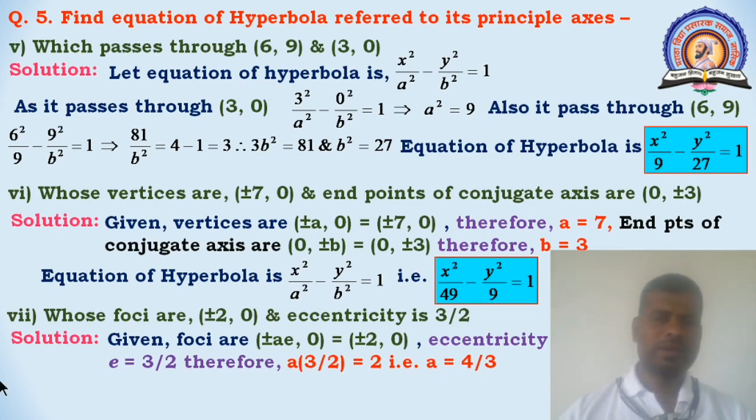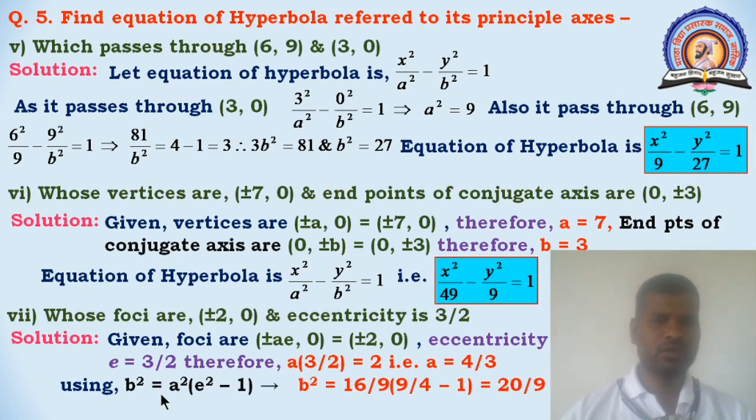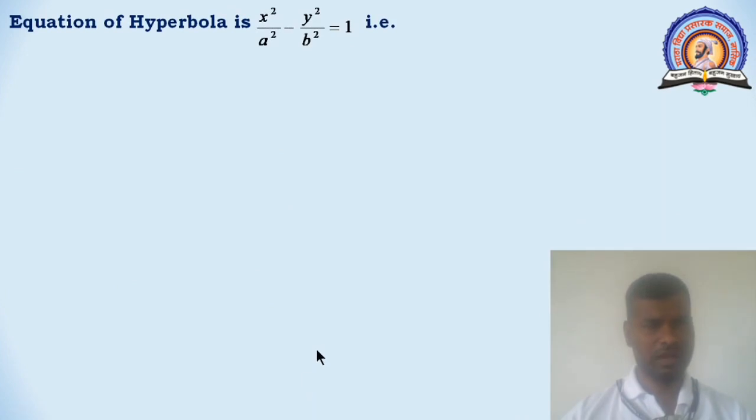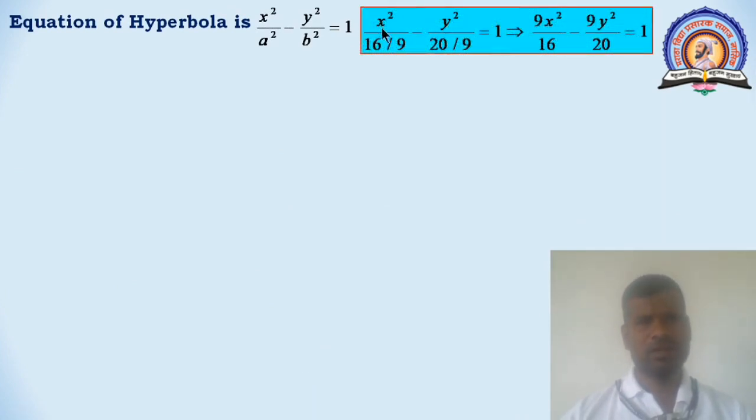To find the value of b, use the relation b square is equal to a square into e square minus 1. Putting the values of a and e, you will get b square is equal to 20 by 9. Therefore, the standard equation of hyperbola is x square upon 16 by 9 minus y square upon 20 by 9 is equal to 1. That is 9x square upon 16 minus 9y square upon 20 is equal to 1.